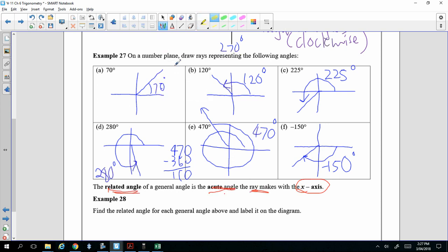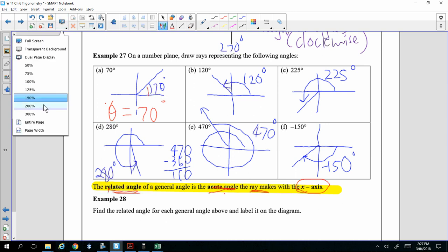So for the first one, the related angle is the angle itself. You just write RA for related angle, or maybe we'll call it theta. Theta is 70 degrees. Now for the second one, the related angle will be, again, the angle you make with the x-axis, this one. That's your related angle. What's this angle? 60, yes, well done. So you just subtract from 180.